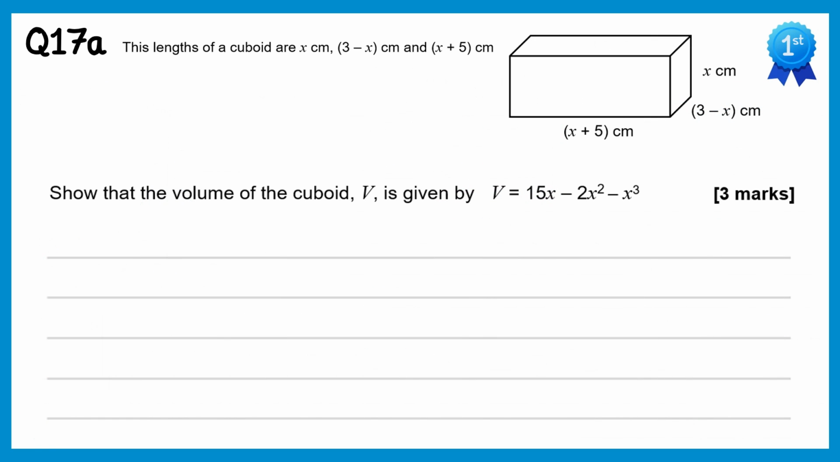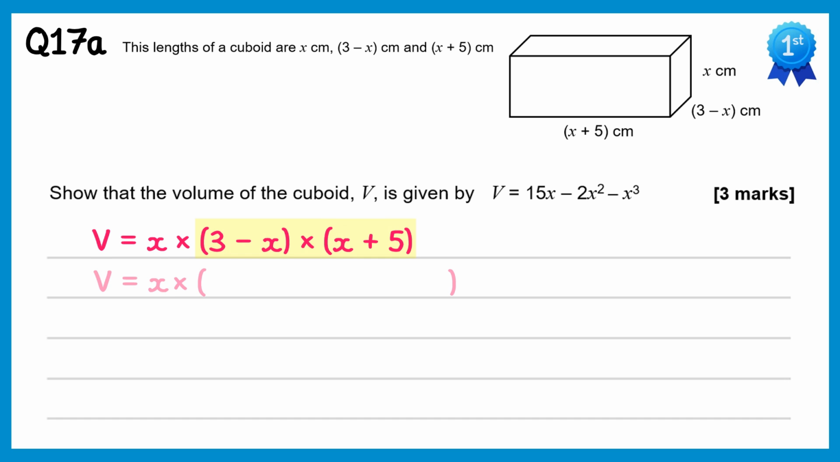For the first part of this question, we need to show the volume as given by this formula here. To find the volume of a cuboid, you just multiply all of its lengths together. So the volume would be x times (3 - x) times (x + 5). To approach this, I'm going to multiply the double bracket here first.